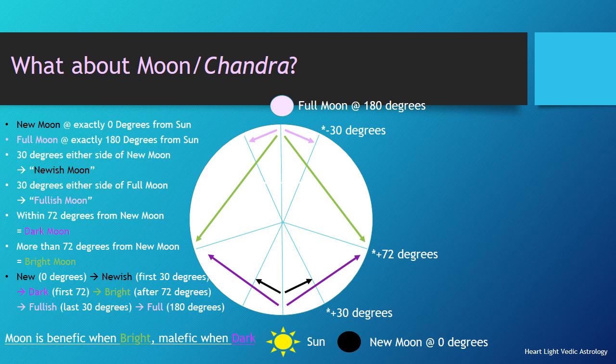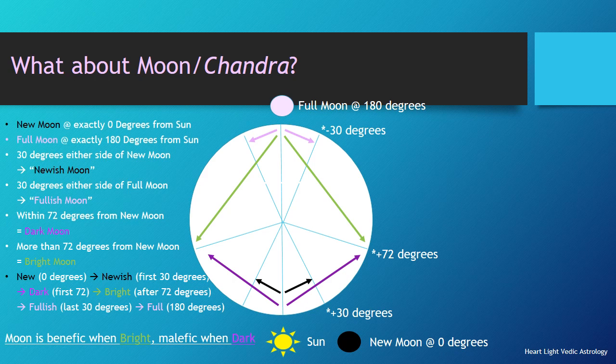Okay, so if we go more than 72 degrees away from a new moon, and if you look at the bright green arrows here, when you're in the bright green arrow range, or more than 72 degrees from a new moon, that's considered a bright moon. Okay, so there are all these terms about the moon here. You've got to get them straight.